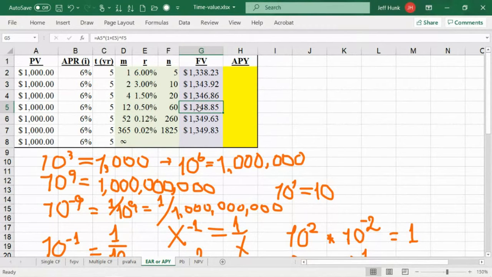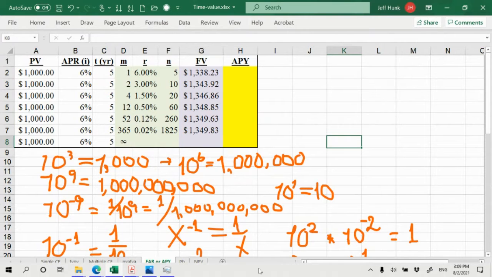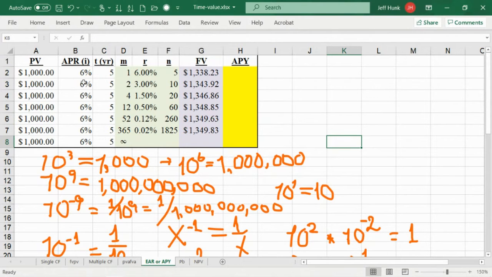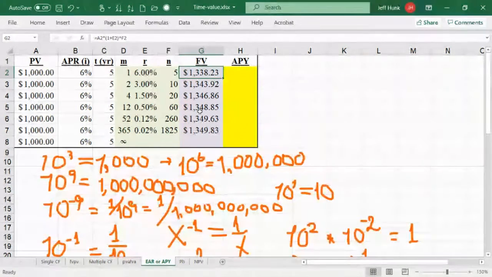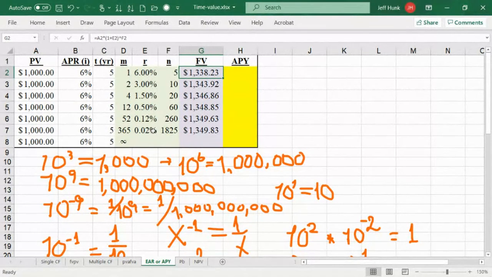And so you can tell, we already know that the higher the compounding frequency, the greater the future value, right? And then our question is, although the APR is all 6%, all the same, actually the future values are different because of compounding, because of the frequency of compounding.